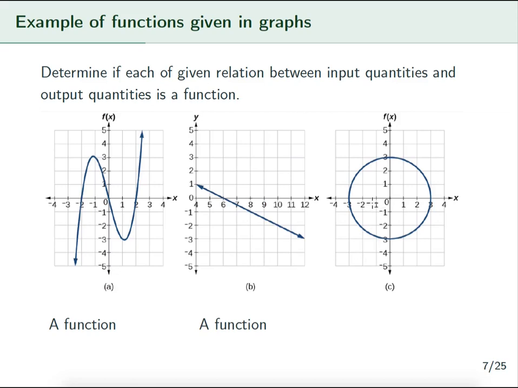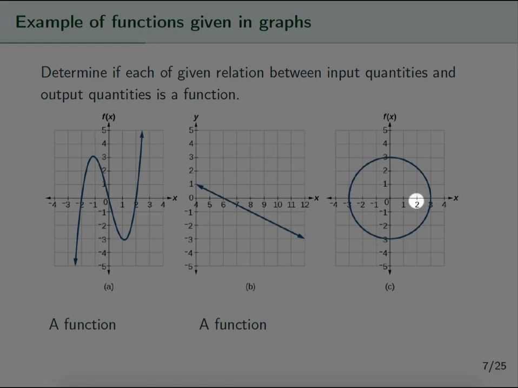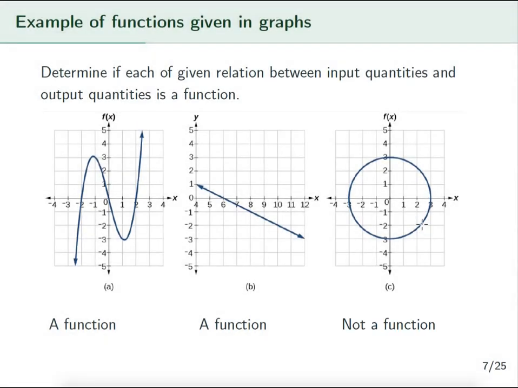This one, on the other hand, let's pick a point. An input quantity of 2 gives us two outputs: the one right here, about 2.1, and one right here, about negative 2.1. And again, this isn't the only input quantity that gives us more than one output, but one is enough to show that this is not a function. So circle, this is not a function. It still defines a relationship between two quantities, but it is not a function.